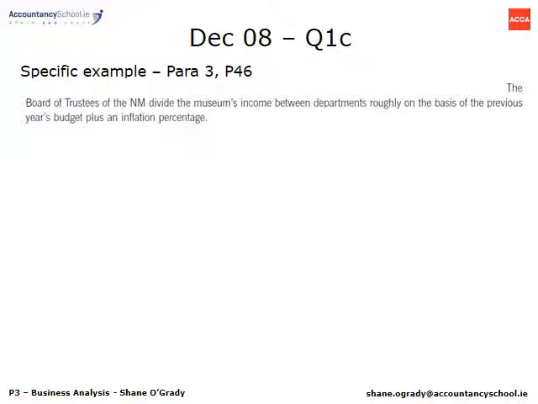So if you look at page 46 of the practice and revision kit and go down to paragraph 3, you'll see here there's some pretty obvious evidence to the fact that the current lens in this organisation is an experience lens. The Board of Trustees of the National Museum divide the museum's income between departments roughly on the basis of the previous year's budget plus an inflation percentage. And that's what they're used to doing over decades or maybe even centuries if the museum is hundreds of years old. And that's what they have been conditioned and kind of taught to do.